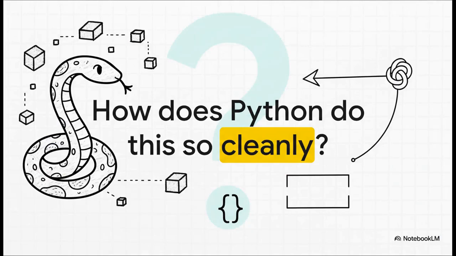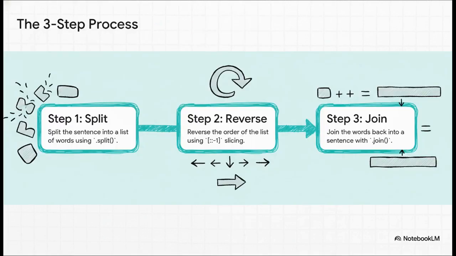So, the big question is, how do you do this without some big, messy, complicated loop? What's the Pythonic way to get this done? The process is just beautiful in its logic. First, you use the .split() method to chop the sentence up into a list of individual words. Then, you reverse that list. And finally, you use .join to glue all those words back together with spaces in between. 3 simple, super powerful steps.